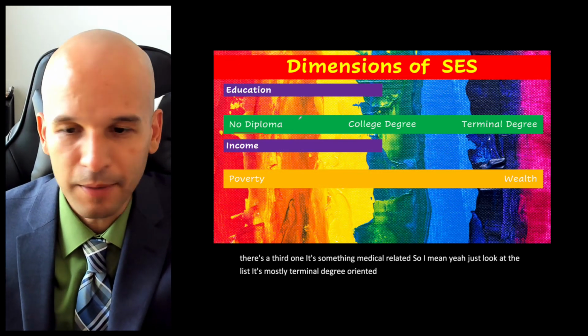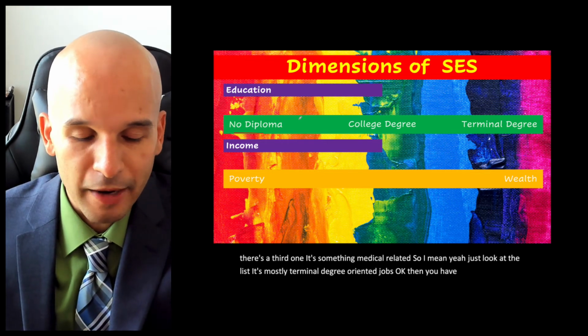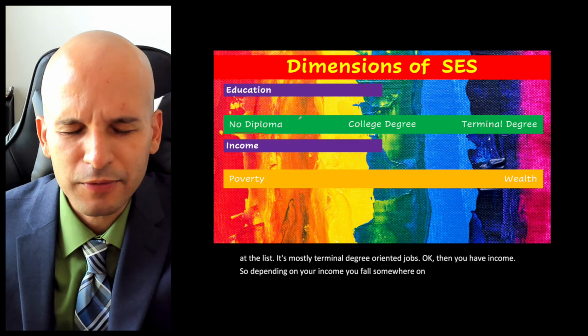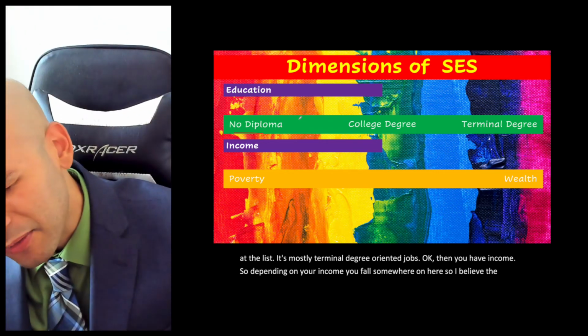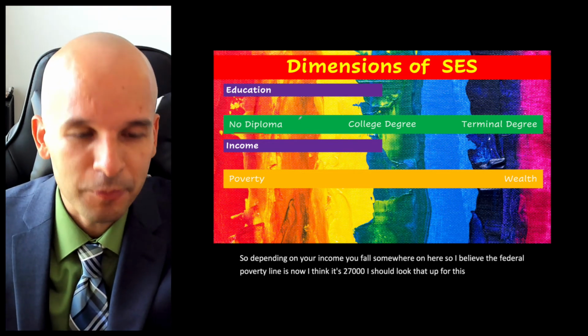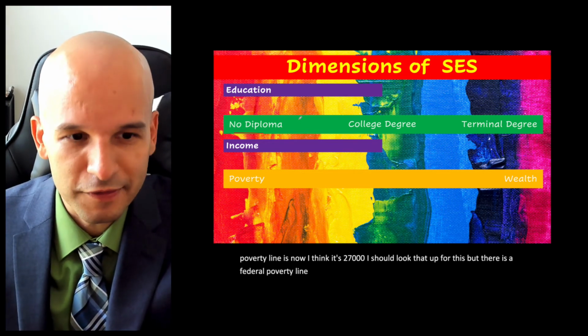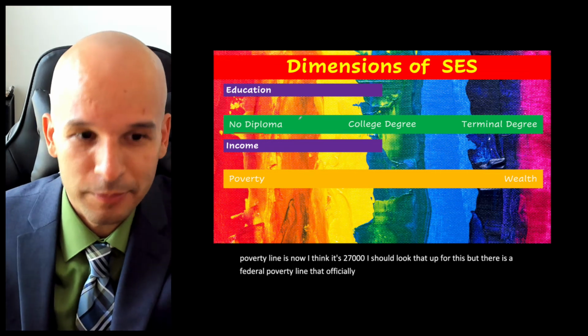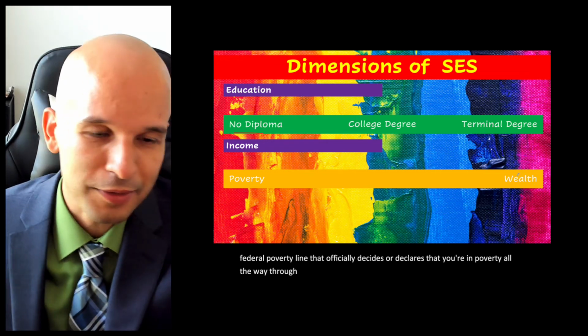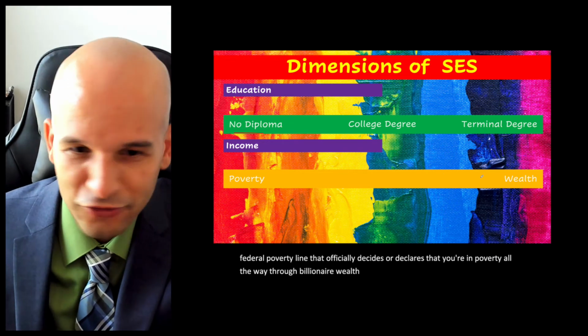Okay, then you have income. So depending on your income, you fall somewhere on here. I believe the federal poverty line is now, I think it's $27,000. I should have looked that up before this, but there is a federal poverty line that officially declares that you're in poverty, all the way through billionaire wealth. Okay, so there's a wide range here.